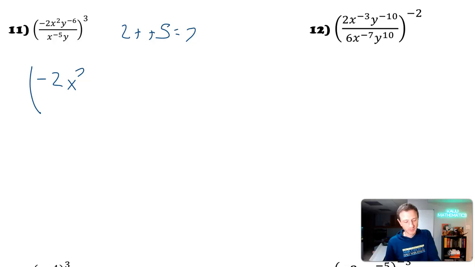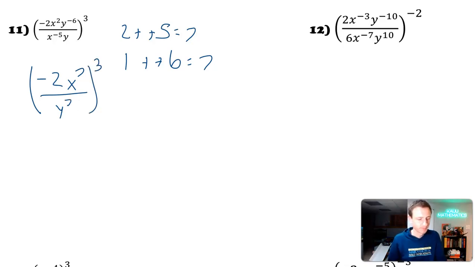The y's now. So the exponent of 1 on the y. 1 minus negative 6. 1 is bigger than negative 6. So I'm doing 1 minus the negative 6, which is, again, 1 plus 6 is 7. So I get 7 again. Where's the big exponent? Big exponent's in the denominator. So y to the 7th is going to go in the denominator. And that is all being raised to the 3rd.